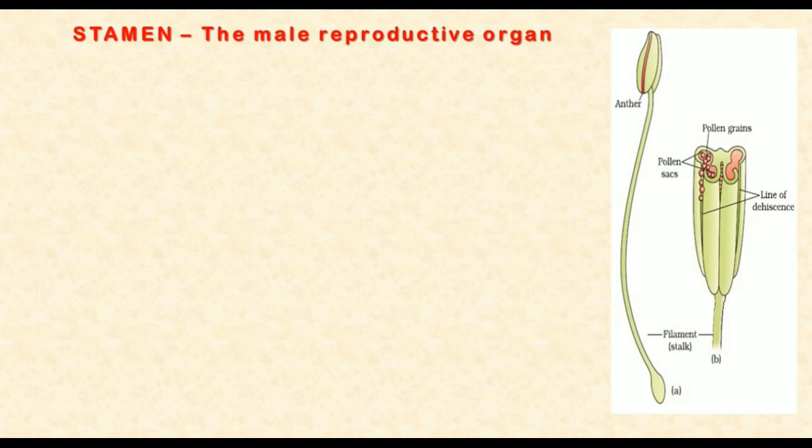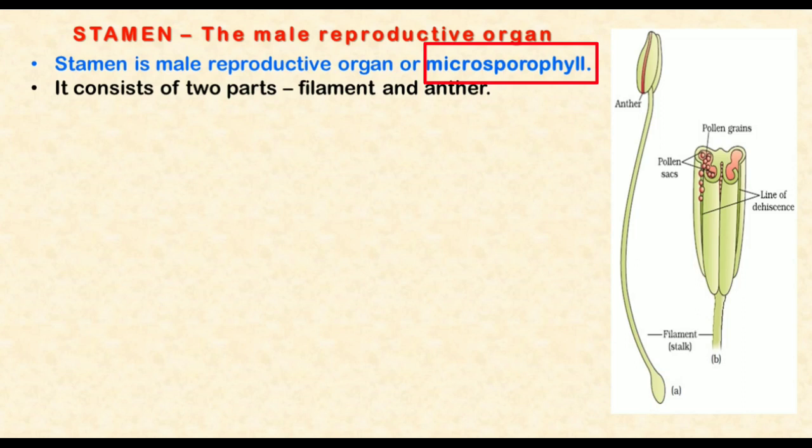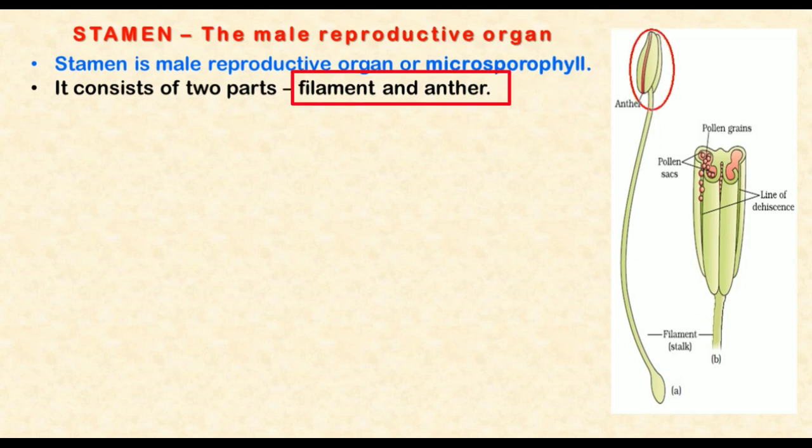Next is stamen, the male reproductive organ. This stamen is also known as microsporophyll. It consists of 2 parts, the filament and anther. This upper part is called the anther and this long stalk is called filament.